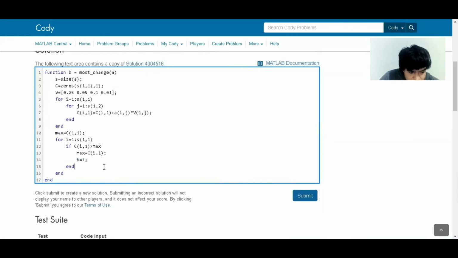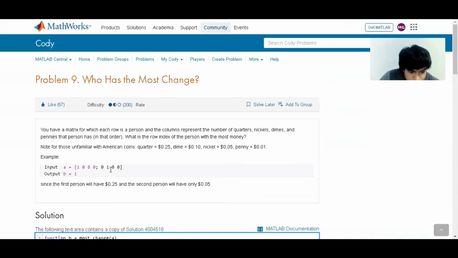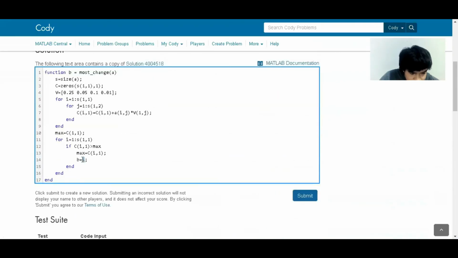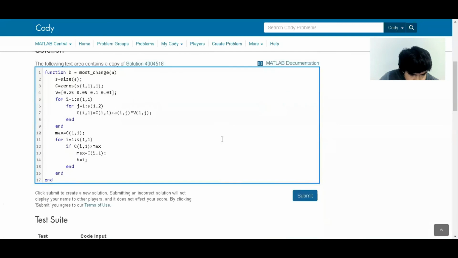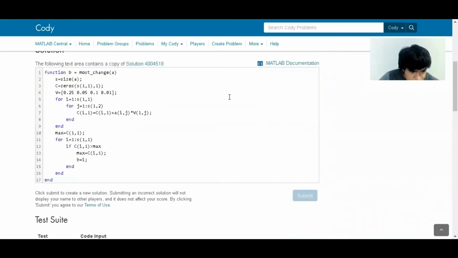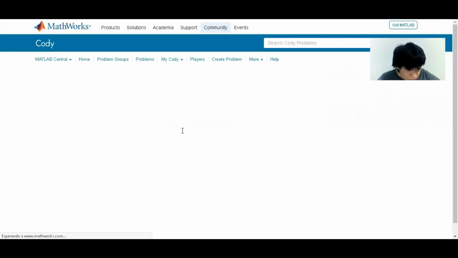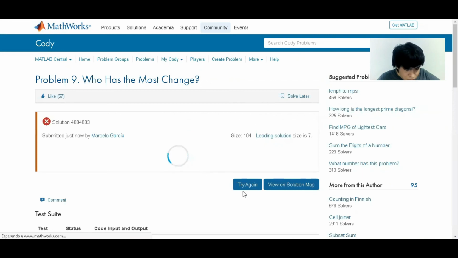We are trying to look for the person that has the most amount of change, and it's going to be represented this way. I hope I haven't made any mistake here. I hope so, and that should be the answer actually. Let's try it. And that's not the answer.